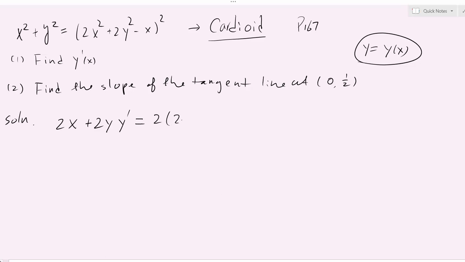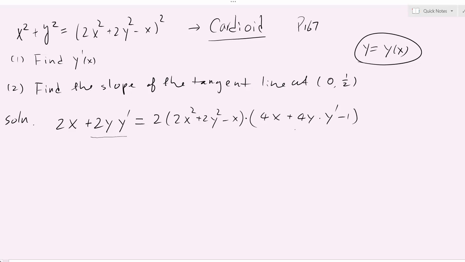So we have 2 times (x squared plus y squared minus x), the power 2 minus 1 is 1, and then the derivative of the inside: we have 4x plus 4y, but remember you have y prime, and then minus 1. Now remember, we need to get the terms containing y prime together.